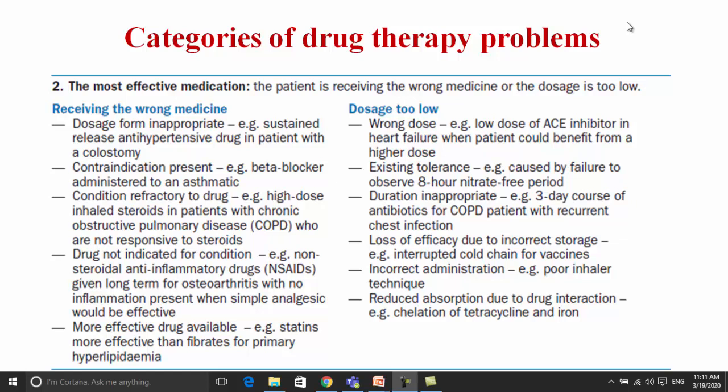Loss of efficacy due to incorrect storage, such as an interrupted cold chain for a vaccine, or incorrect administration, such as poor inhaler technique. This is a classical example of incorrect administration for an asthma patient. The last example is reduced absorption due to drug interaction, chelation of tetracycline and iron.